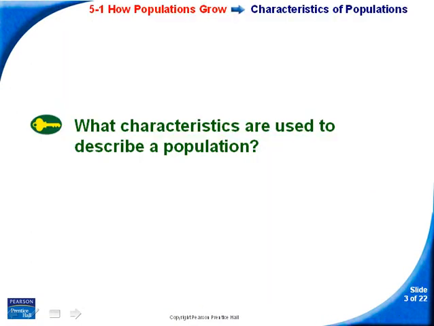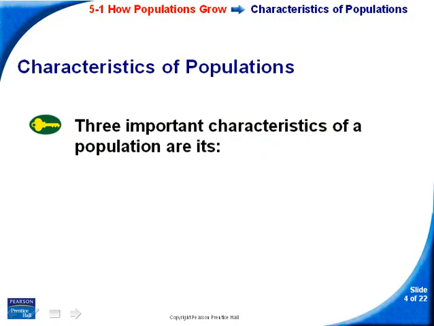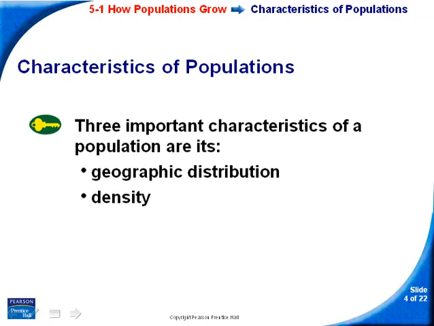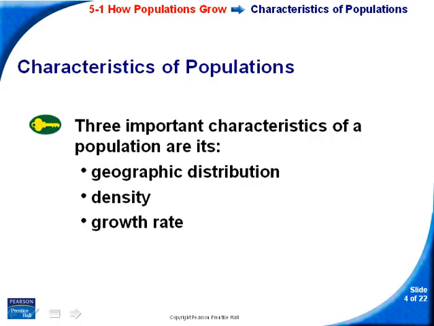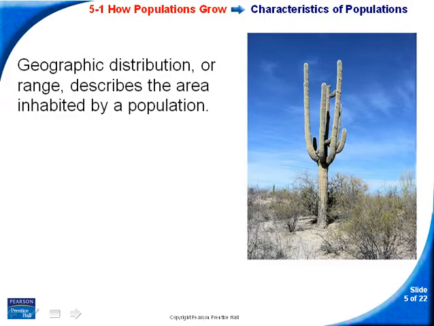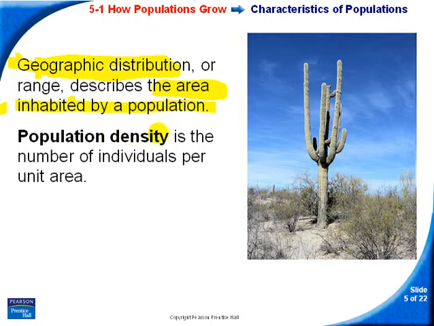So, anyways, what characteristics are used to describe a population? The three important characteristics are the geographic distribution, the density, and the growth rate. Let's look at each of these individually. First, we're going to look at geographic distribution, which is the area that is inhabited by a population.